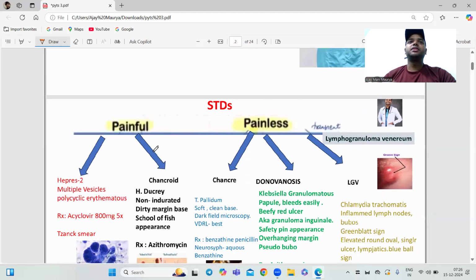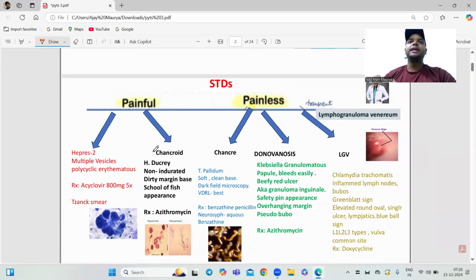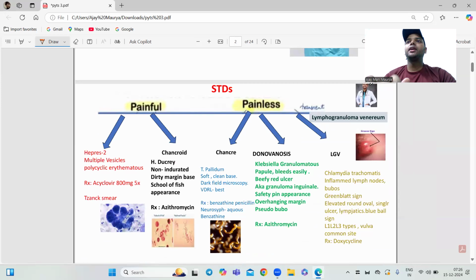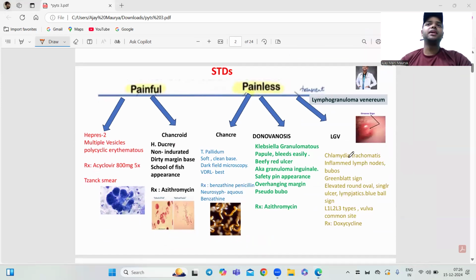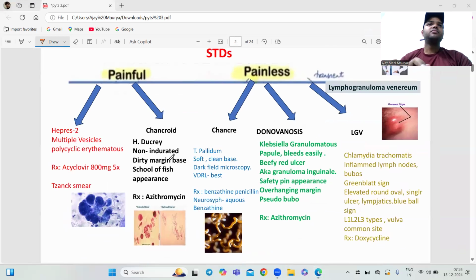So guys, the first topic is the STDs. STDs will get one question. STDs we are having two types: painful and painless. Painful we are having HSV and chancroid. This is chancroid, not chancre.